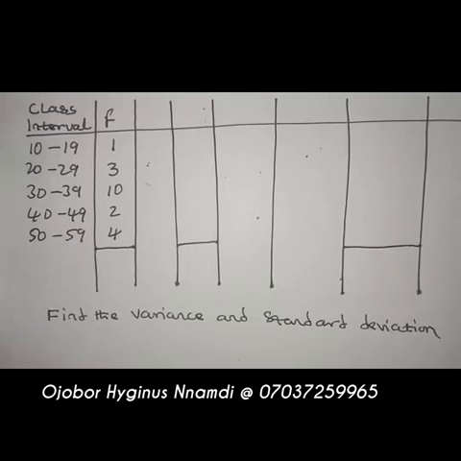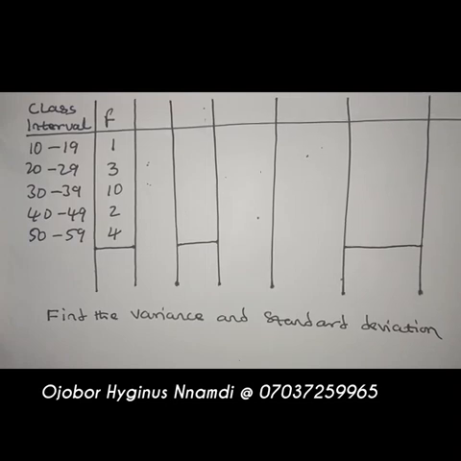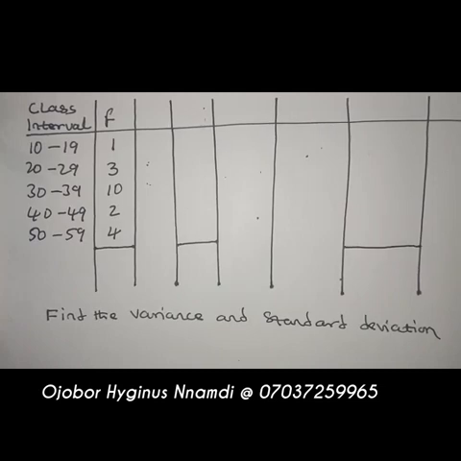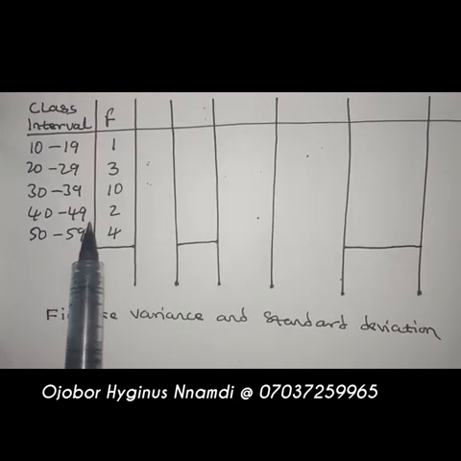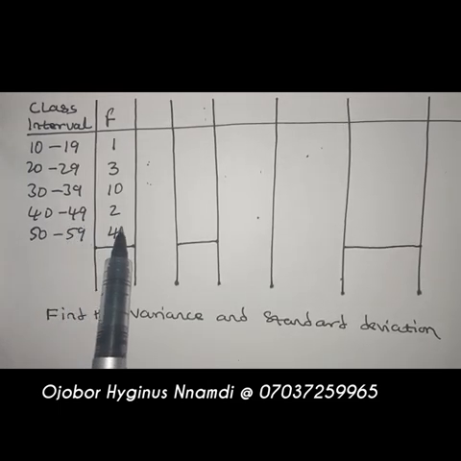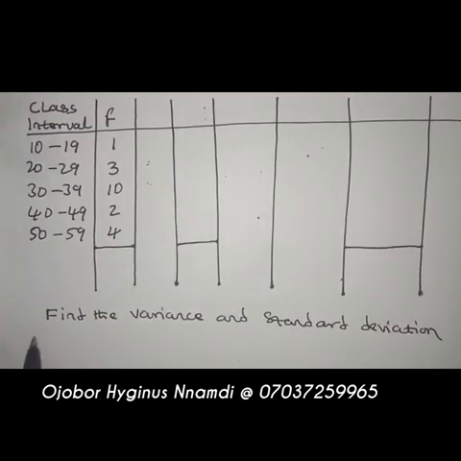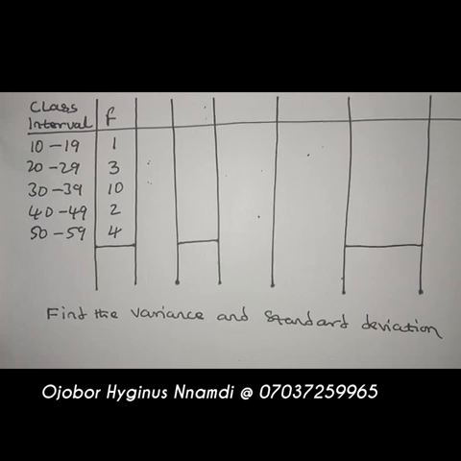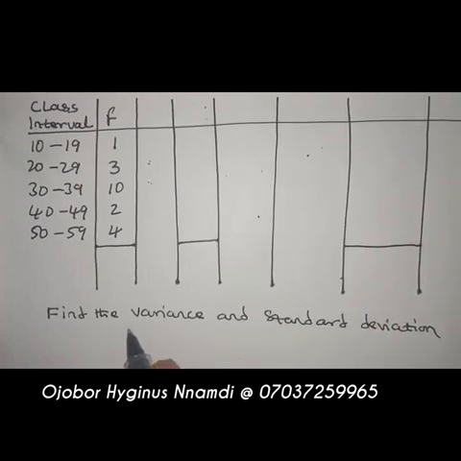For this distribution, let us find the variance and standard deviation. For every statistical question, I've always told us that we need to write down the formula needed. That will give us a guide on what will be the content of our table, because you can see in the table we have just class interval and frequency. We need so many other things to be able to determine the variance and the standard deviation. So what is the formula?